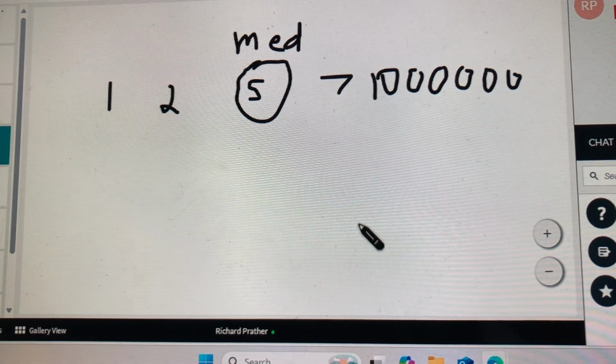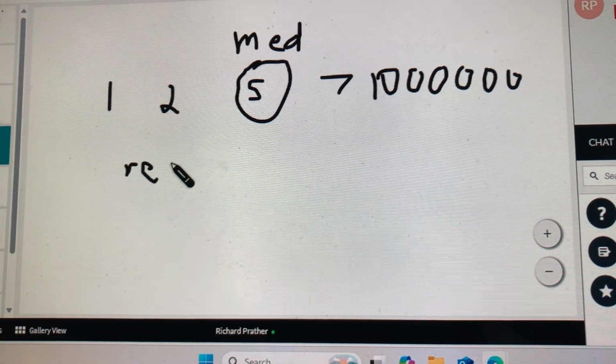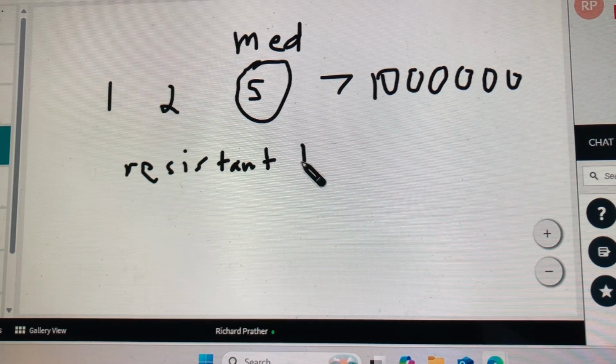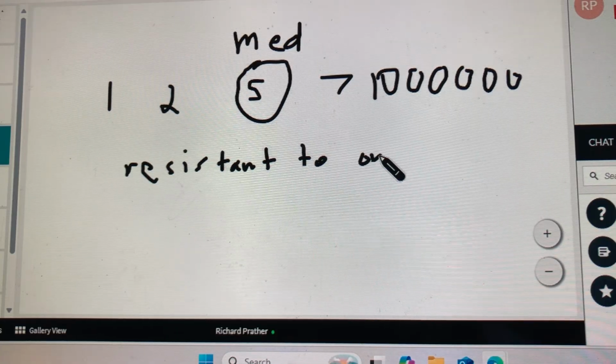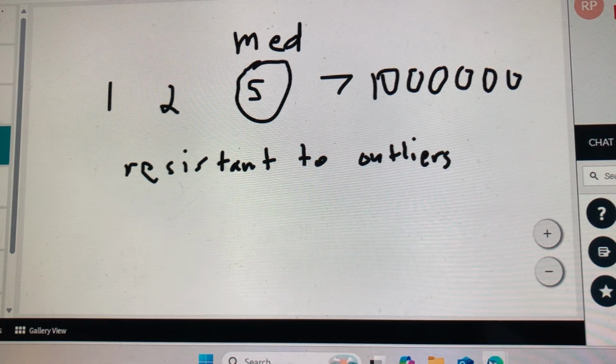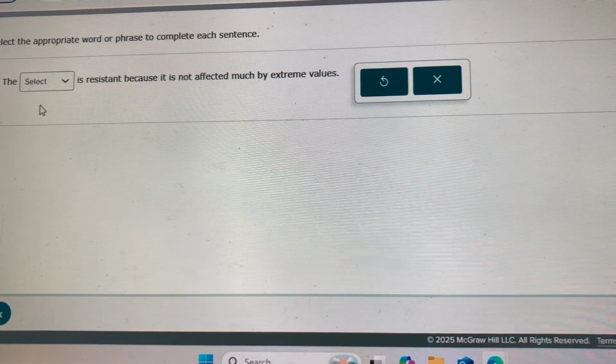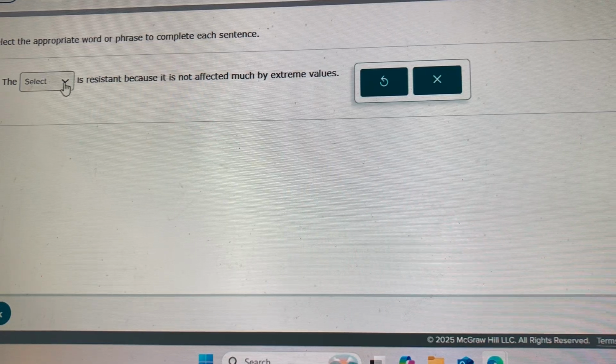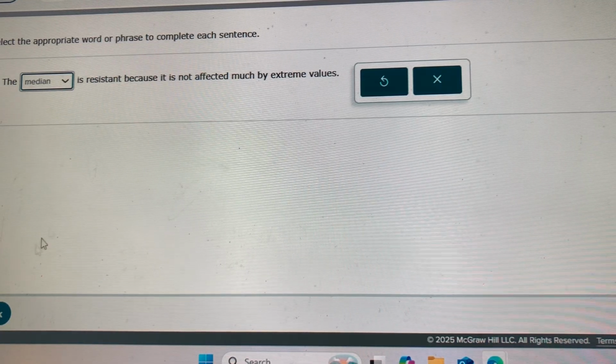So they call this resistant to outliers. The median is resistant to outliers. It doesn't care if there's outliers. Its answer does not change if you change the highest or lowest number to anything. So the blank is resistant because it is not affected by extreme values. So that's the median.